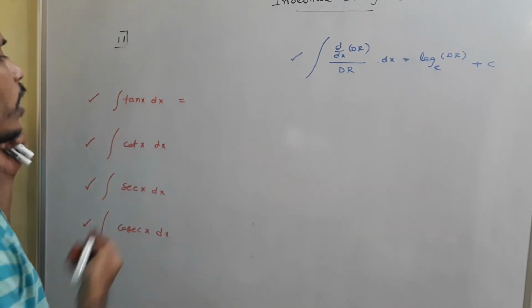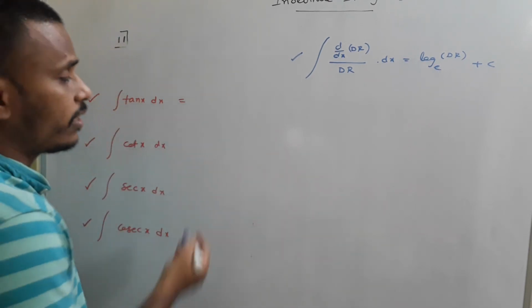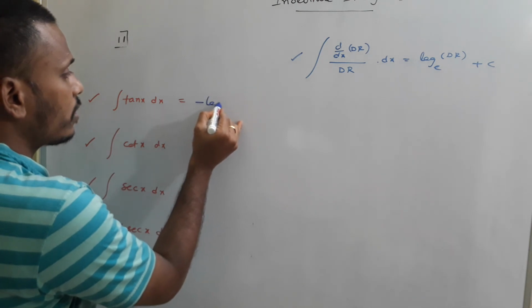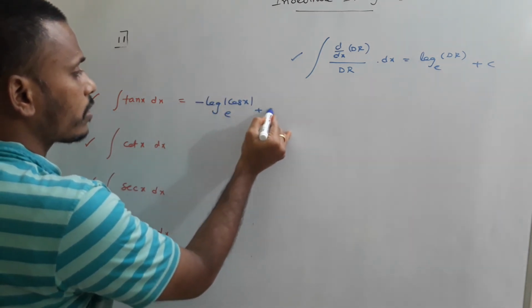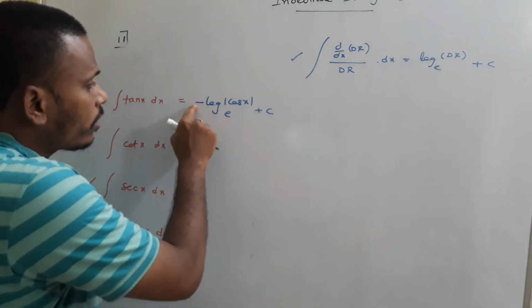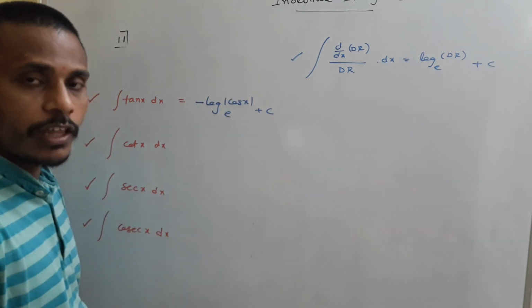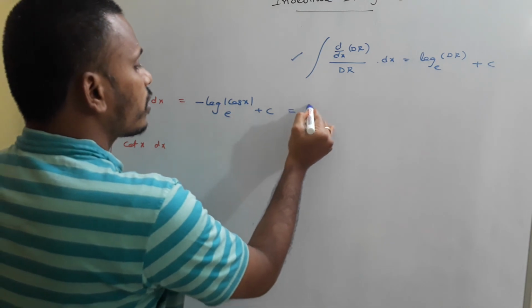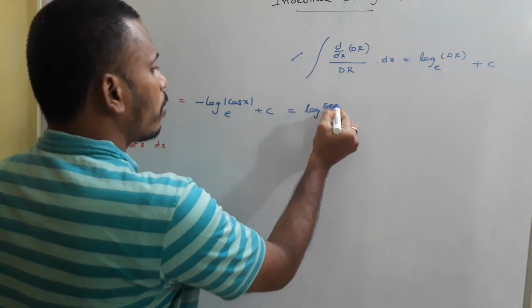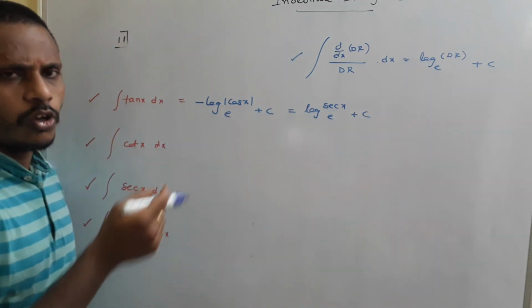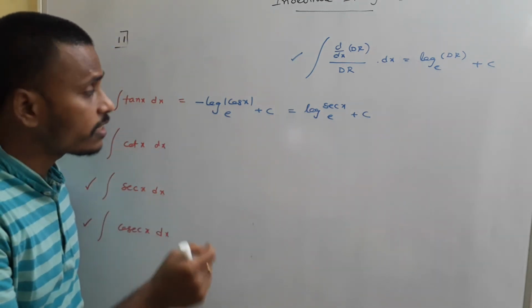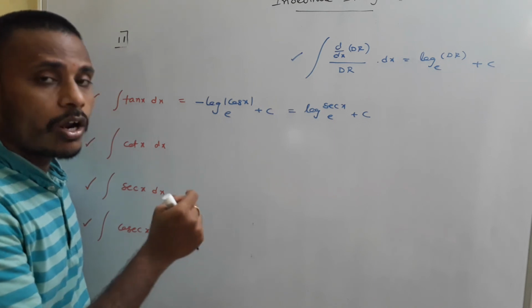So the integral of tan x dx, as I discussed here, is minus log cos x base e plus c. And if you send this minus to the power of cos x, there is a chance to write it again like this: logarithm of secant x to the base e plus c. So use anything. The integral of tan x dx is minus log cos x base e or log secant x.